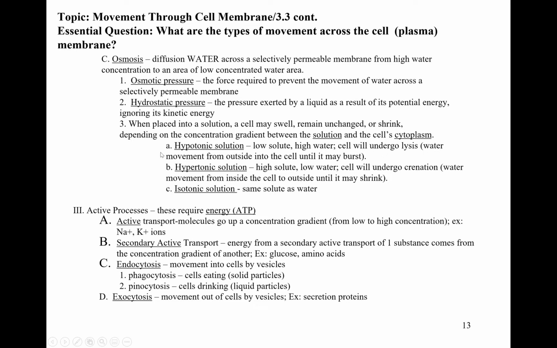So when you're putting a cell into whatever solution it is in, it can actually change. It can either get bigger, it can shrink, or it can just stay the same, depending on the concentration gradient between the solution and the cell's cytoplasm. So think about a cell, remember it has that jelly-like fluid, the cytoplasm, in it, and you're going to put it into a beaker of solution, and however many solutes are in the beaker water compared to what's in the cytoplasm, that's going to cause the water levels to change and to move because of these two different kinds of pressures we talked about here.